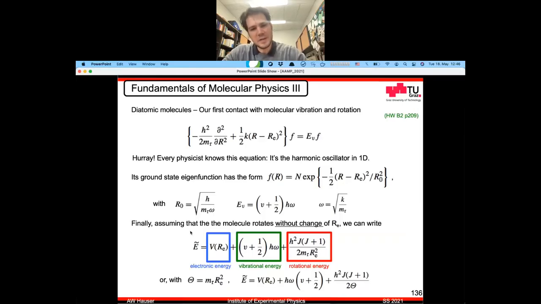Then in each of these potential energy surfaces, which are curves in our case for this diatomic molecule, we start with the harmonic approximation, and we know then in these harmonic potentials how the energy depends on the actual curvature of our parabola.